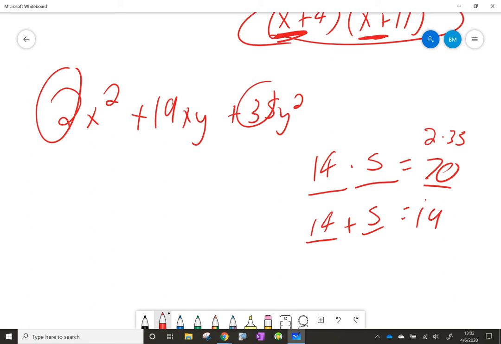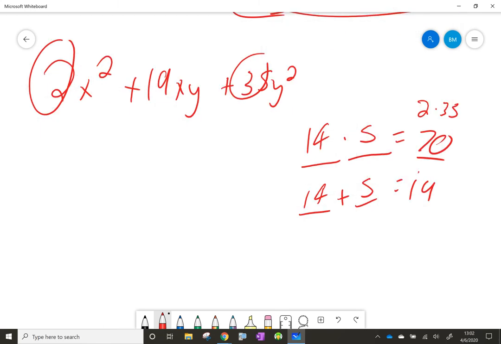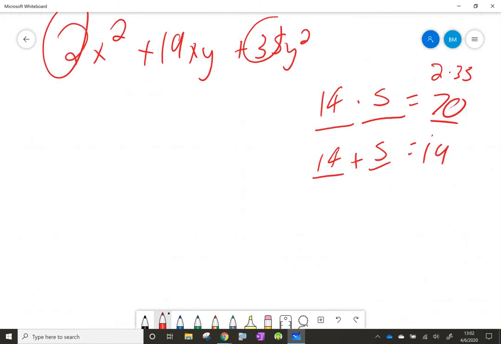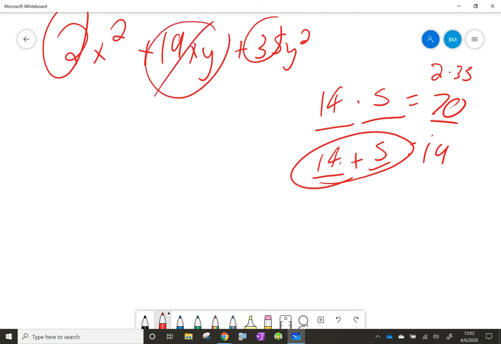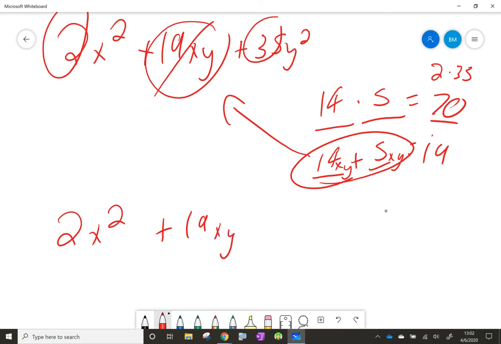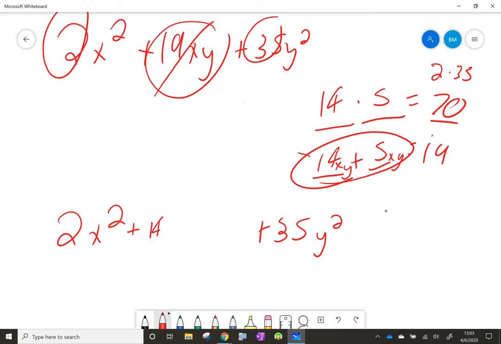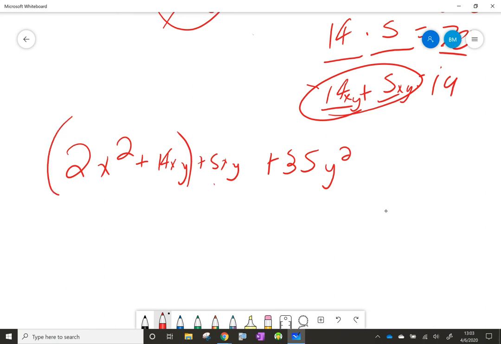Now, that's a hard one to do in your head. So think about that one long and hard, or use a calculator. It would work, though. 14 and 5. But the same rule still applies. Because our middle term is an xy term, these both become an xy term. So they're still going to replace that middle term. Remember, we had 2x squared plus 19xy plus 35y squared. Those two terms are still going to be used to take out the 19xy and replace it. So replace it with plus 14xy plus 5xy. And again, continue to factor by grouping.